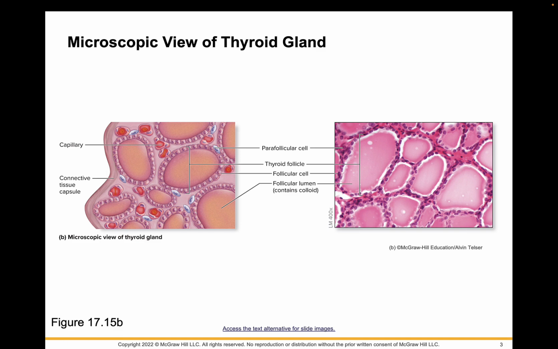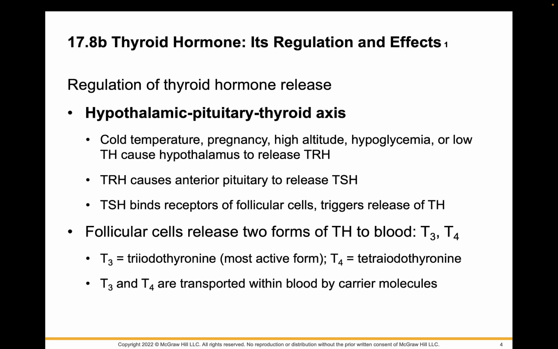They're very distinctive. Now, the other thing to remember here is when we're talking about thyroid hormone, remember that was the exception to one of the rules. Even though it is a biologic amine, it falls under the category of lipid-soluble hormones. Now, there is a relationship between the hypothalamus and the pituitary and the thyroid. And what we're going to see basically is that things such as cold temperature, pregnancy, high altitude, hypoglycemia, or low thyroid hormone will cause the hypothalamus to release thyroid releasing hormone.